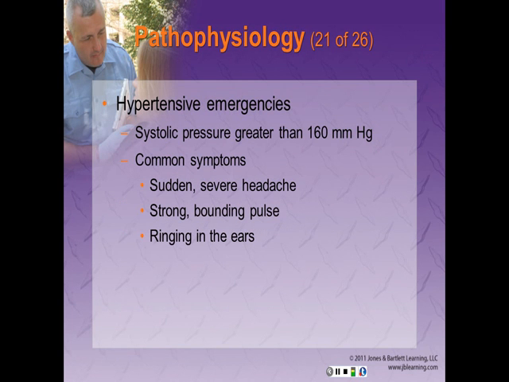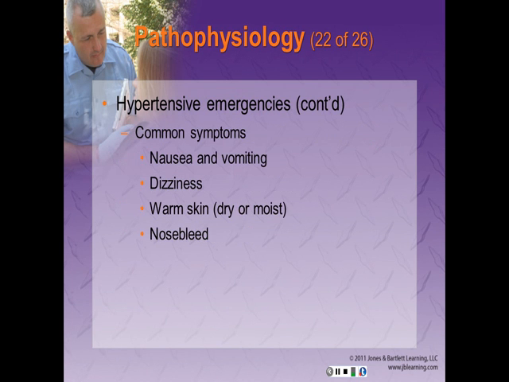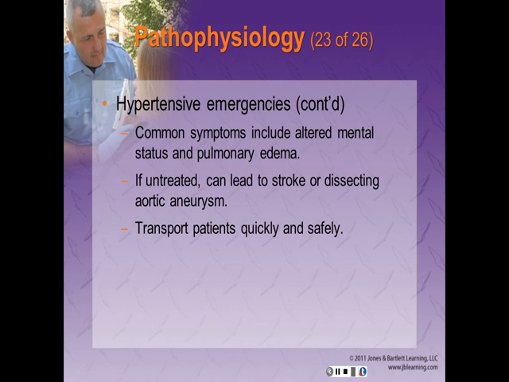Hypertensive emergencies involve any systolic blood pressure greater than 160 millimeters of mercury or a rapid increase in the systolic pressure. Sudden severe headache is a common sign, and other symptoms include the following: a strong bounding pulse, ringing in the ears, nausea and vomiting, dizziness, warm skin, which can be either dry or moist, a nosebleed, an altered mental status, sudden development of pulmonary edema. These are all signs and symptoms. Hypertensive emergencies that are left untreated may lead to stroke or dissecting aortic aneurysm. Patients should be transported to the hospital as quickly and as safely as possible. You should consider ALS resources depending on your transport distance and time.